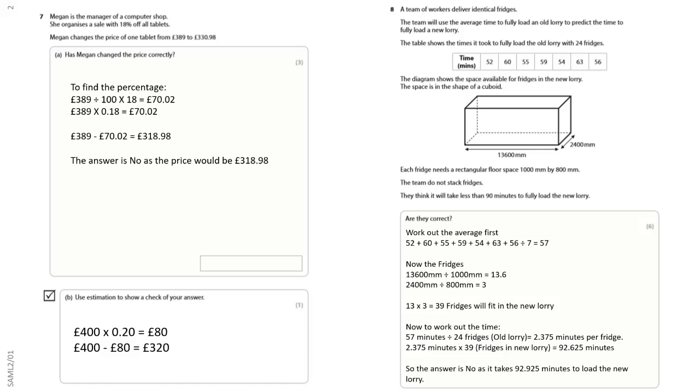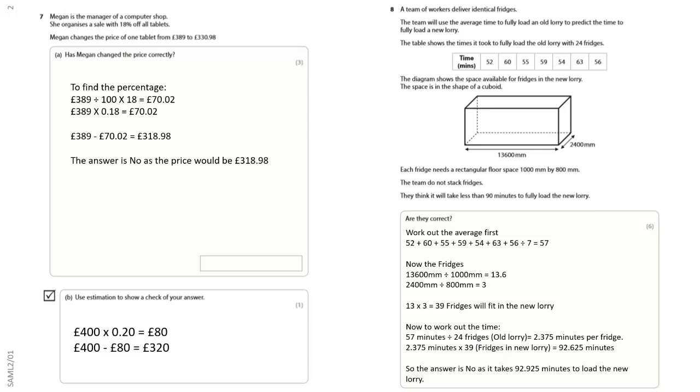But again, if you've been taught how to work out percentages differently to me and you arrive at the same answer, you carry on using the method you've been taught. Don't let me try and force another method on you. And then it's a matter of taking the actual money away from the amount you found, and that gives you your answer. So the answer is no, which will be 318.98.